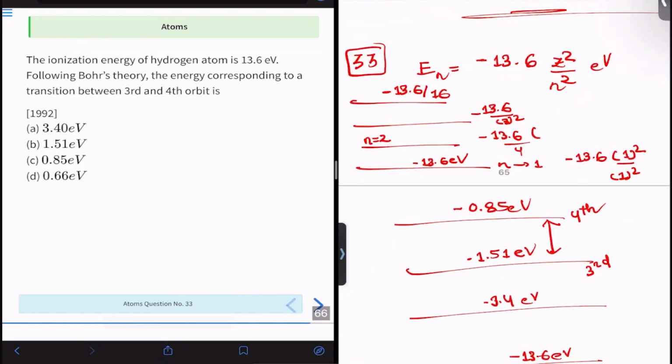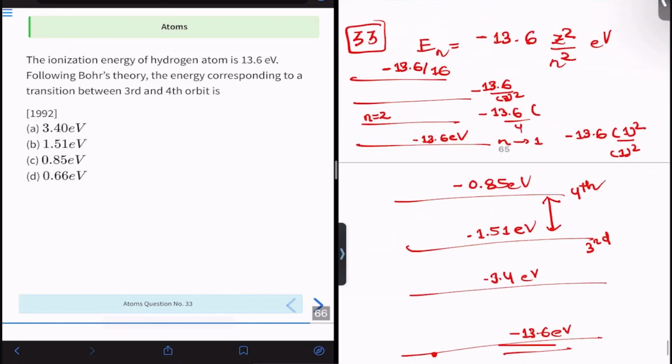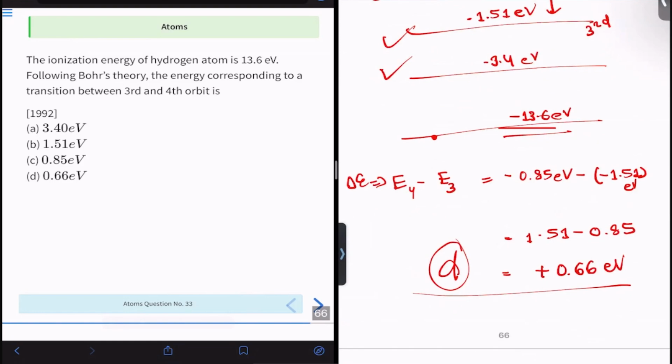Did you understand what I did in this question, guys? The ionization energy of a hydrogen atom was given as 13.6. What do you mean by ionization energy? The energy you need to give to an atom to remove its electron, to make the atom ionized. So the first orbit's energy is minus 13.6. They are saying this indirectly. Then I calculated the energy of the second, third, and fourth orbit using the formula En is equal to minus 13.6 Z square upon n square. Then they asked what is the energy corresponding to the transition between third and fourth orbit. To calculate it, you have to find the energy difference between the fourth and the third orbit. So I just subtracted E4 minus E3, and I got plus 0.66 electron volt.